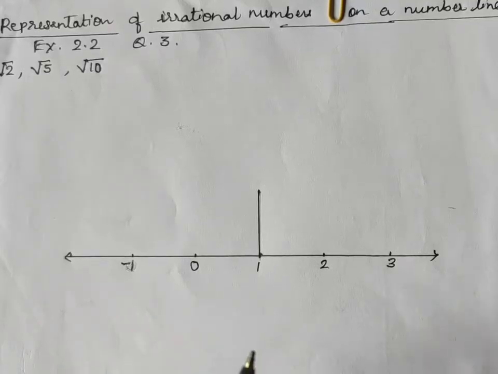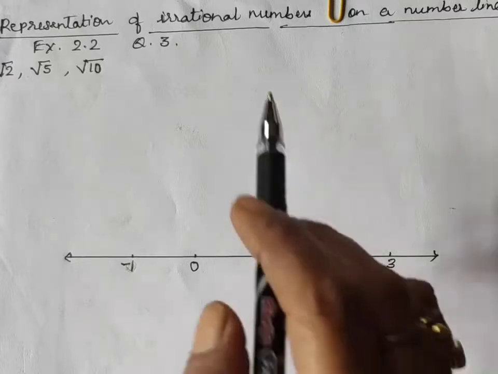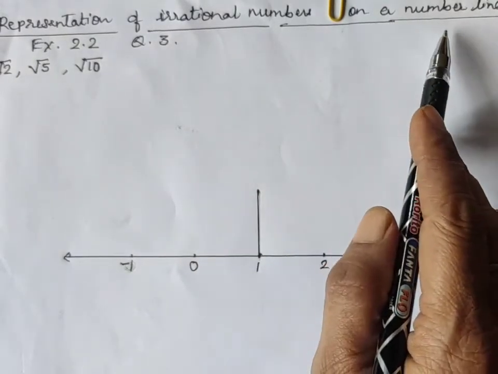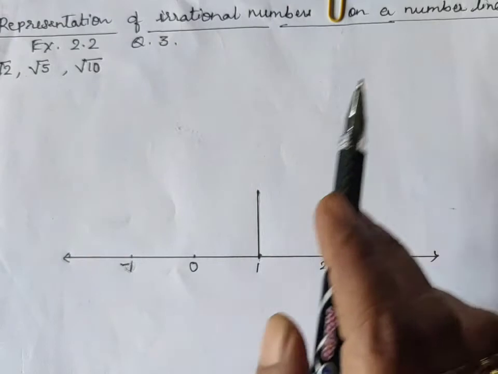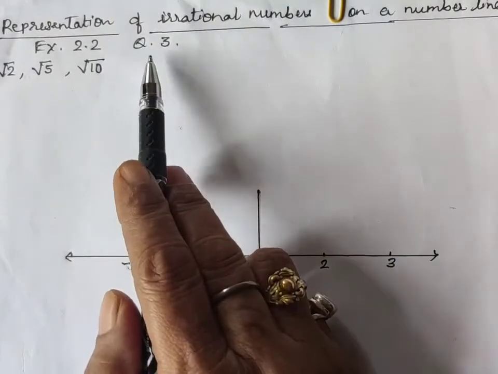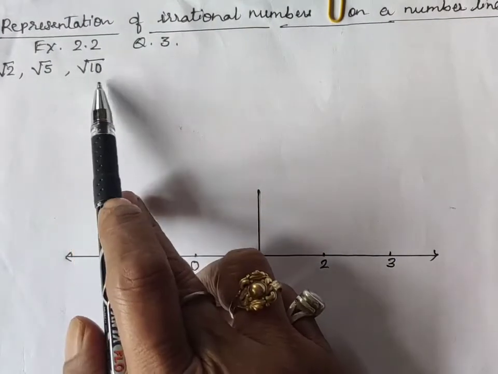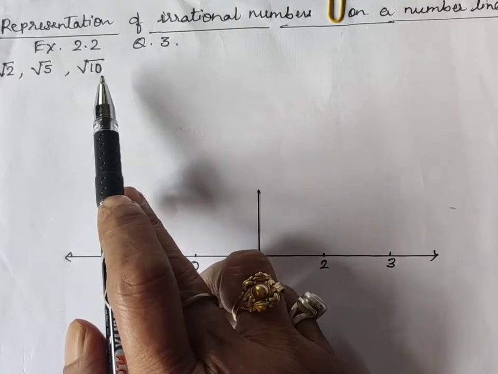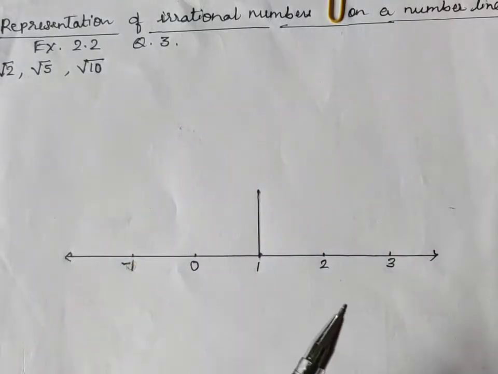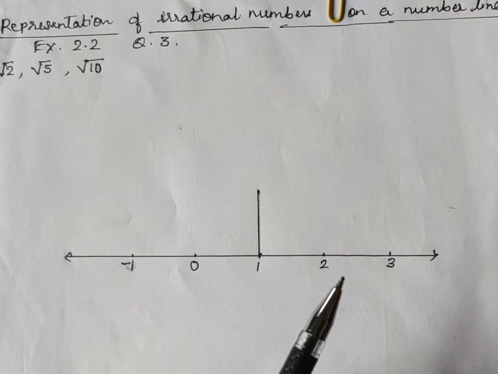My dear students, today let's study a new topic: how to represent an irrational number on a number line. Exercise 2.2, question number 3, is to represent the numbers root 5 and root 10. So let me explain how to represent an irrational number on a number line.